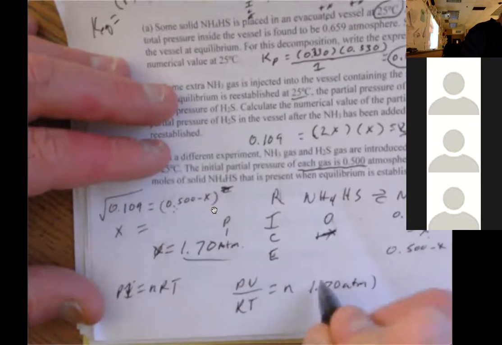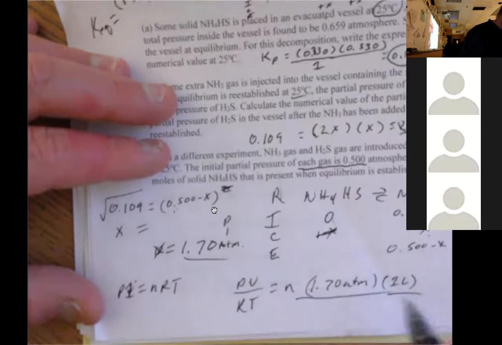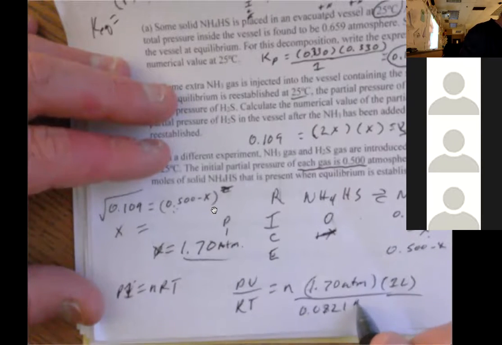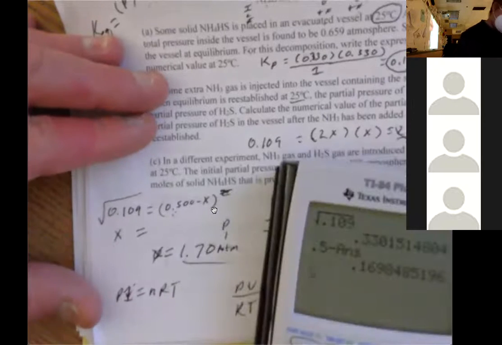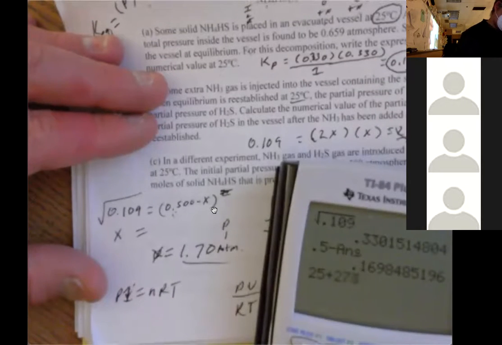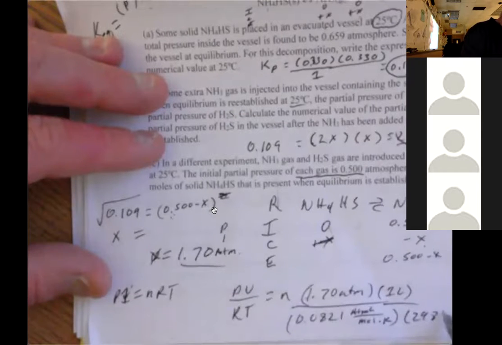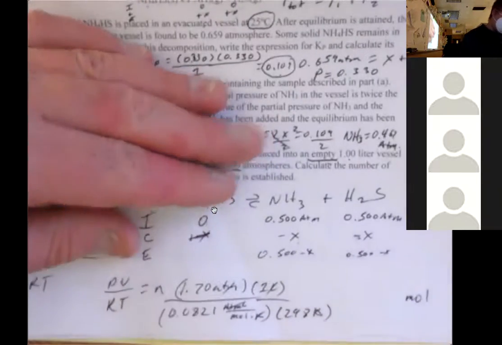1.70 atmospheres for the pressure. The volume is 1 liter. The R constant here, since that's atmospheres, is 0.0821 atmosphere liter per mole Kelvin. And our temperature here is 25, but we need to change it to Kelvin, which is 298. You think I'd have that one memorized by now? Our kelvins cancel out, our atmospheres and liters cancel out. We have 1 over mole, which is going to give us mole.